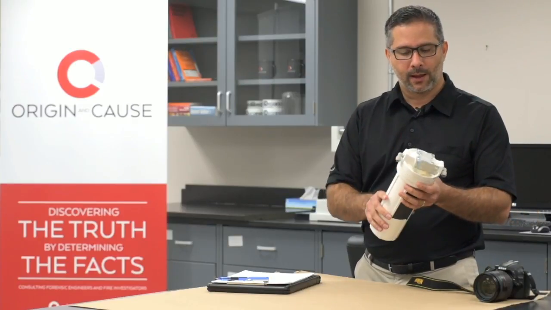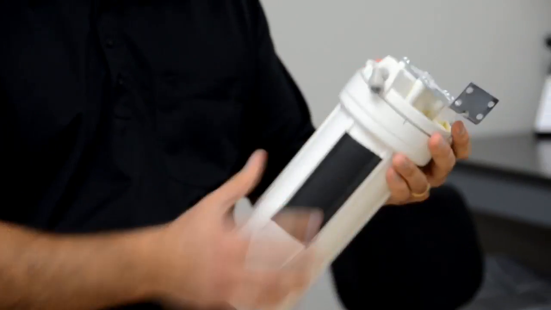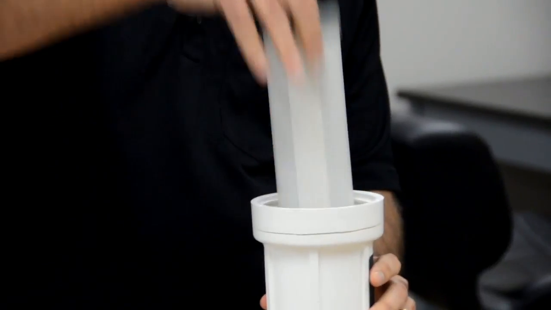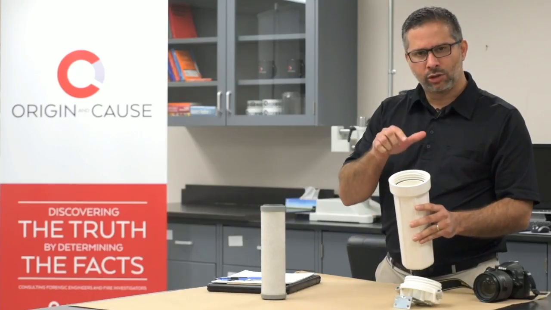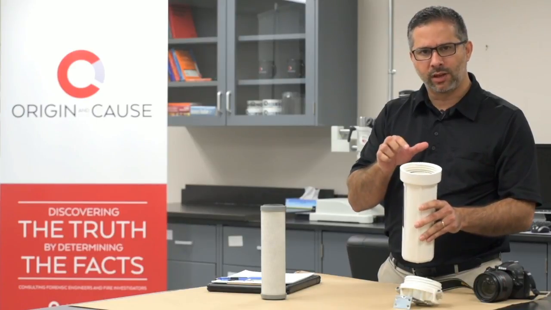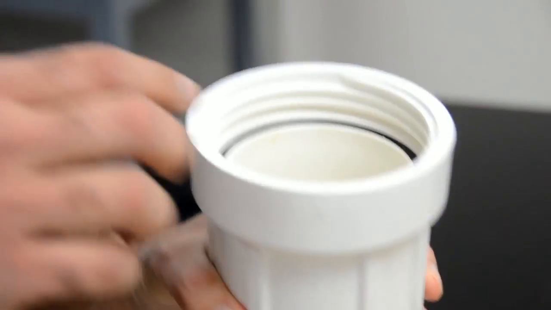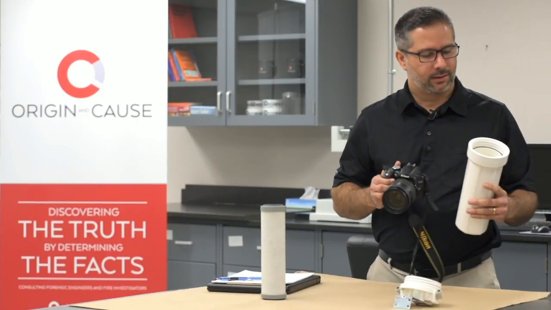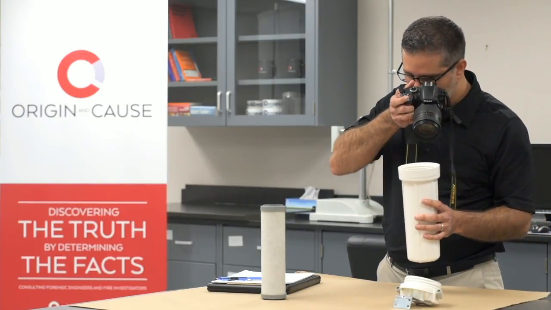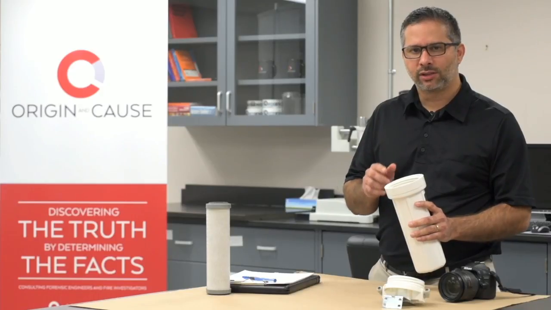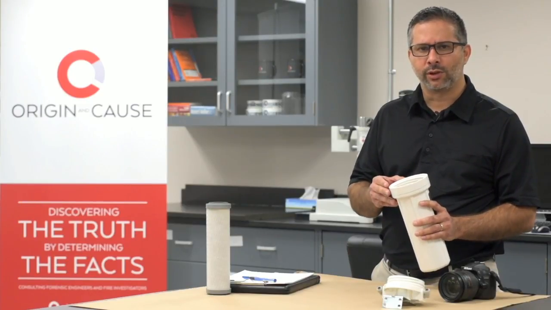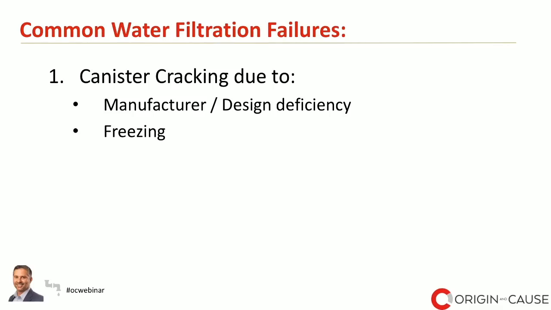Okay, let's open it up and see how it looks from the inside. So we can see the crack is running right through the base of the threads here. It runs all across the circumference of the canister head. You can see some discoloration on the fracture surface here, but we need to use the microscope for additional details. On the microscope, you can see the morphology of the fracture and signs that the crack propagated slowly over time. This is one of the most common failures we see in water filtration systems.